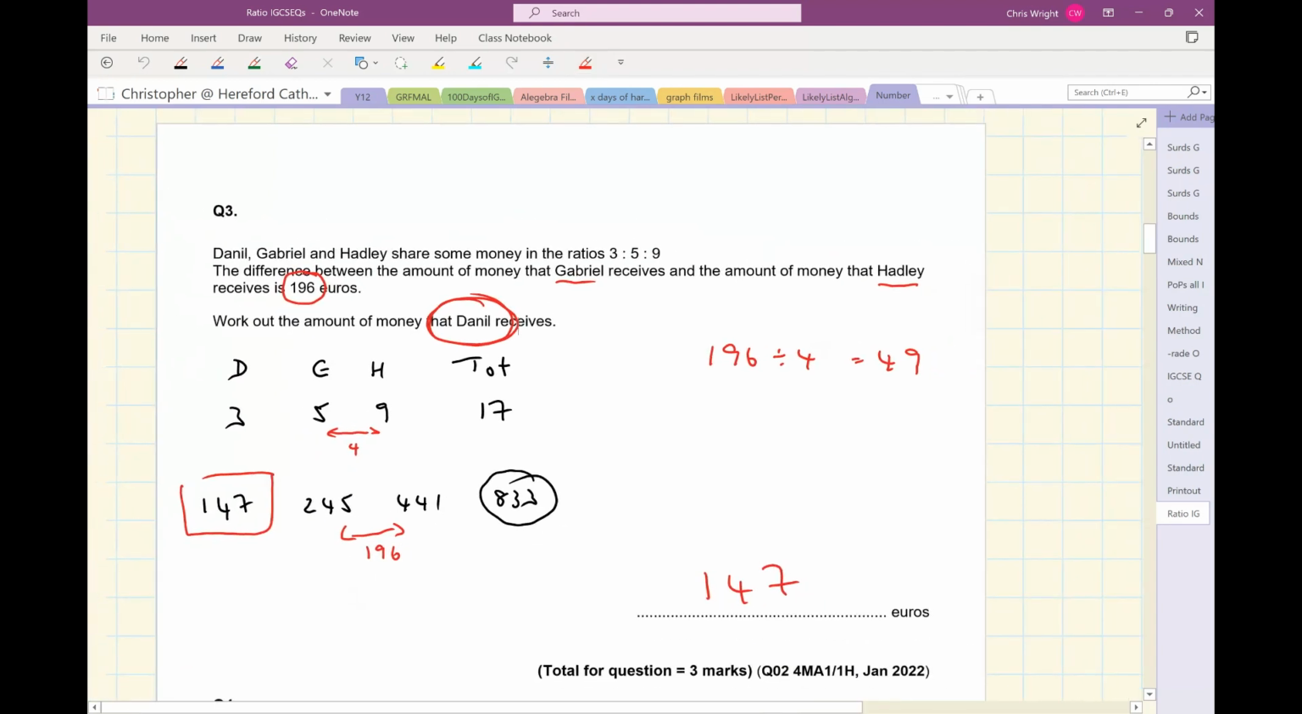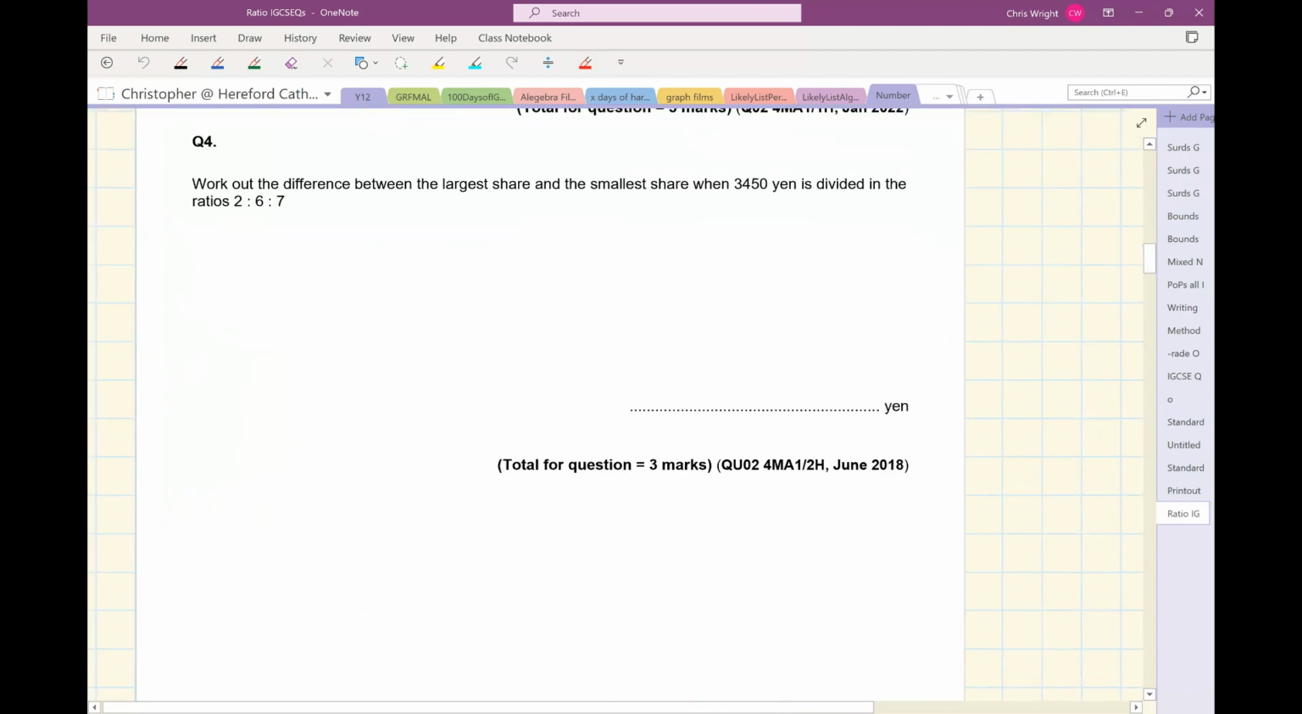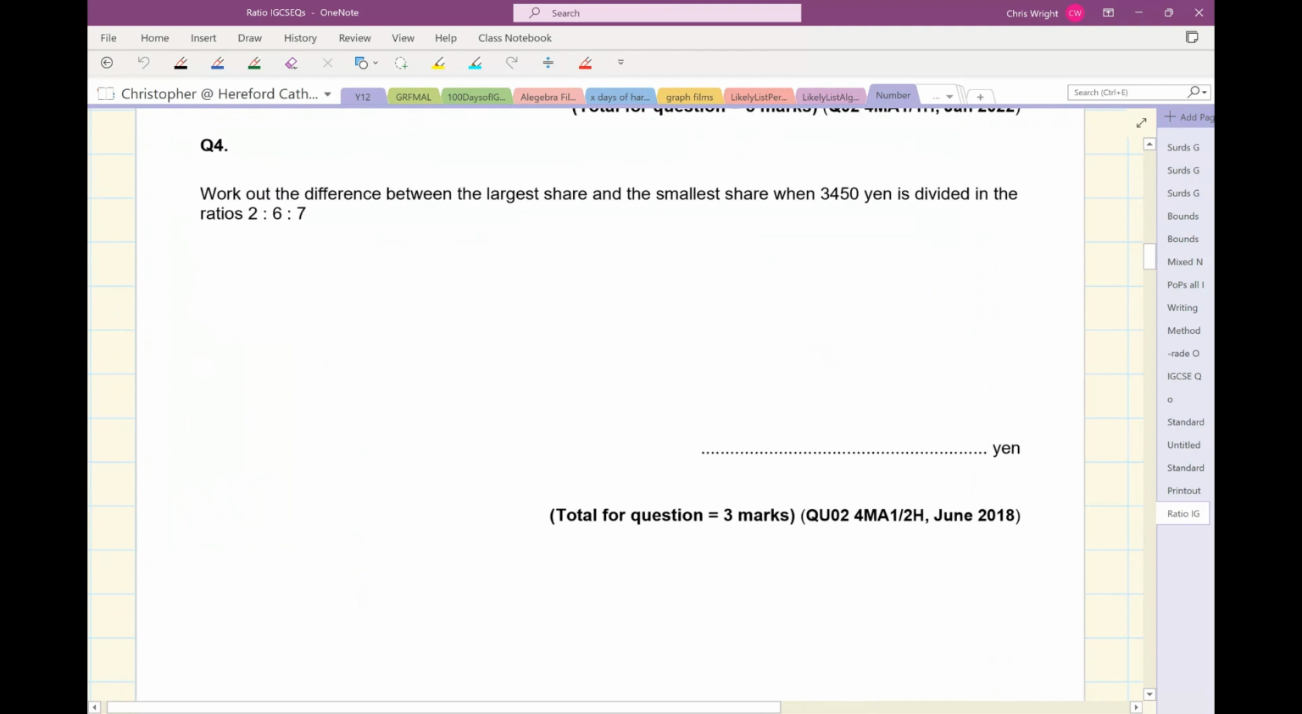Let's look at question 4. Work out the difference between the largest share and the smallest share when 3,450 yen is divided in that ratio. So we've got 2 to 6 to 7. Now, what's the total there? 15. So if we were splitting 15 yen up, somebody would get 2, somebody would get 6, and somebody would get 7. Now, we're not splitting 15 yen up, are we? We're splitting up or sharing 3450.